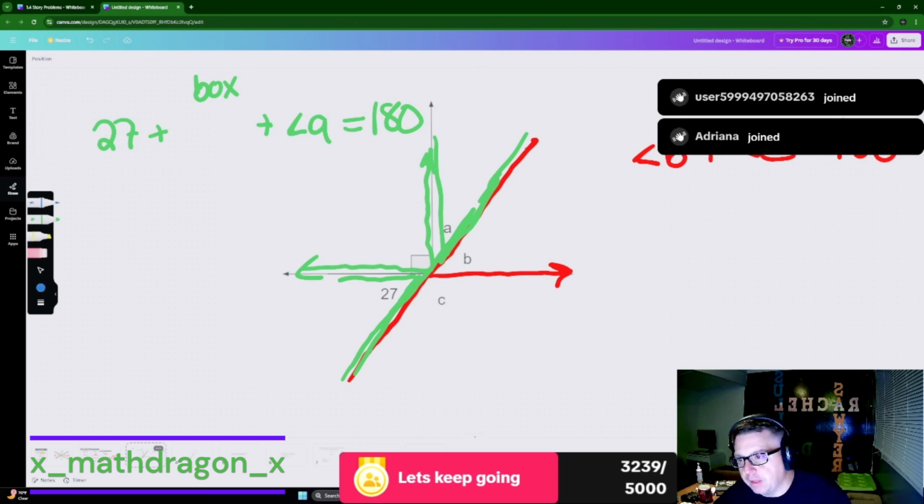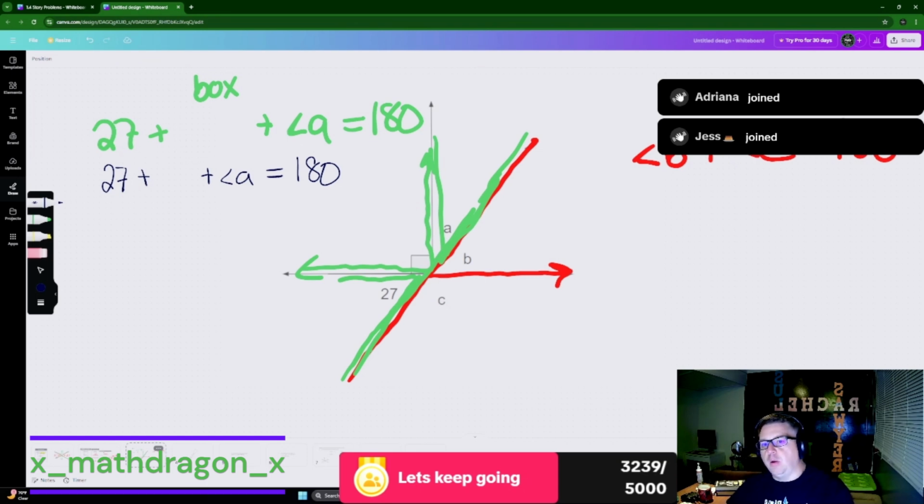So let's clean this up a little bit. I have 27 plus angle A equals 180. Now we need to focus on this box that's in the corner. Anytime you see this box, it has a very specific meaning in any math class. This box in the corner represents 90 degrees. That's a right angle. That right angle is 90 degrees. That box in the corner, 90 degrees. So we will put 90 in there.